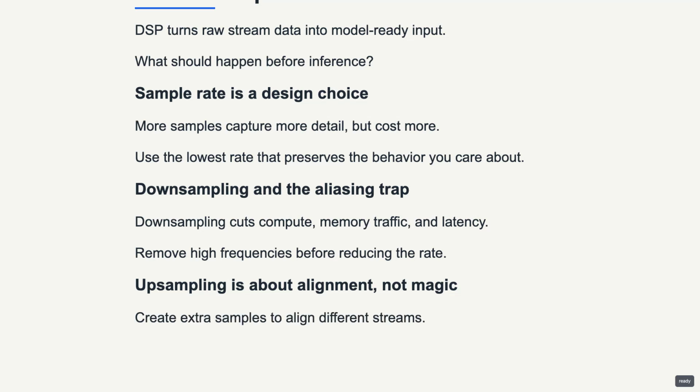Multi-sensor systems often need one fast stream and one slow stream to meet in the middle. Adding samples lets those streams line up for comparison or fusion, which is useful in systems like building monitors or fitness trackers.